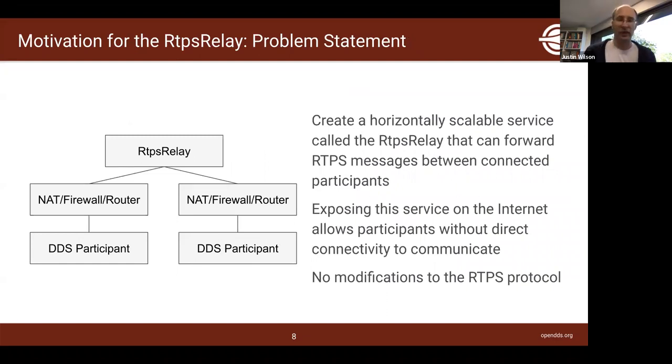So to establish connectivity, we would like to introduce some kind of component that we'll call the RTPS relay to connect these two DDS participants. So our problem statement is to create a horizontally scalable service called RTPS relay that can forward RTPS messages between connected participants. And we'd like to expose this service on the internet to allow participants without direct connectivity to communicate. In this case, we can put them behind different firewalls and routers and so on and so forth, and they can get to this common endpoint, and that should allow them to exchange messages. And furthermore, we'd like to have no modifications to the RTPS protocol. So we don't want to introduce some kind of custom extension or something that would break interoperability in a strange way.